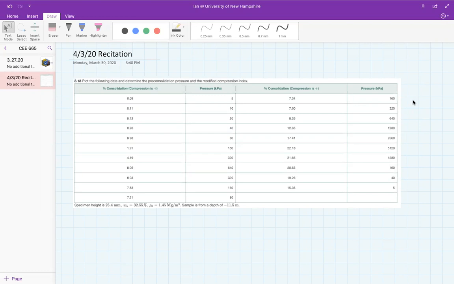This week on the soils recitation, we are going to go over some more settlement problems, some consolidation, compression curve indexes, and things of that nature. If you guys have any comments, concerns, please let me know, and we can address them as soon as possible.